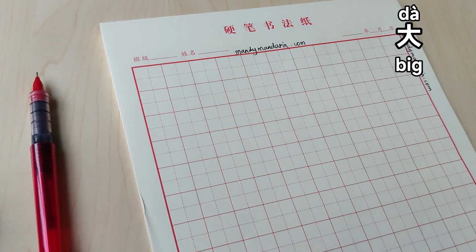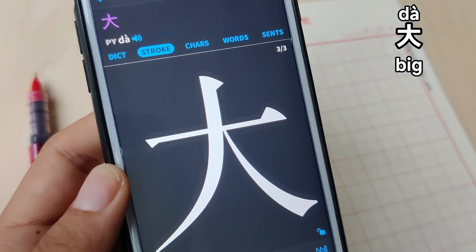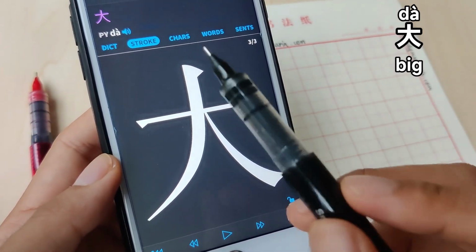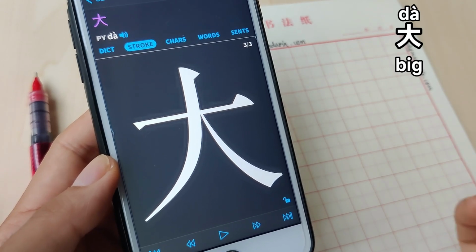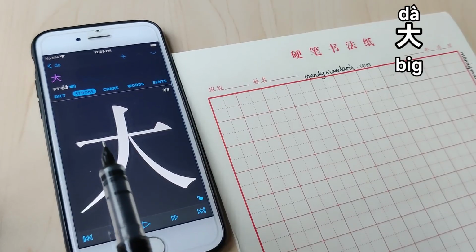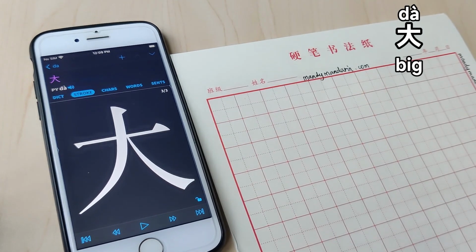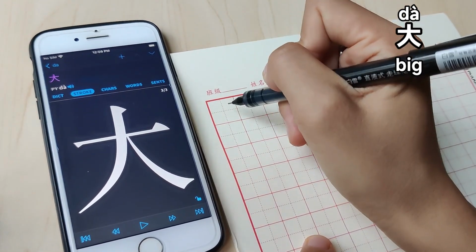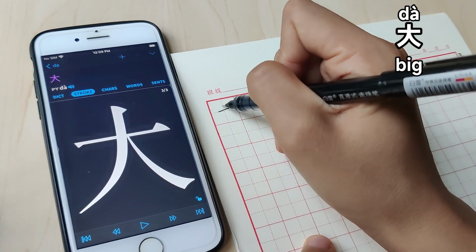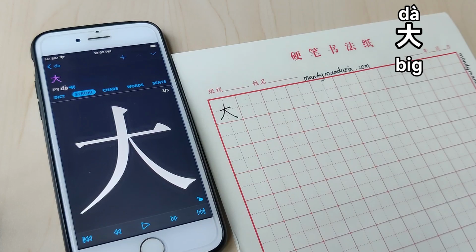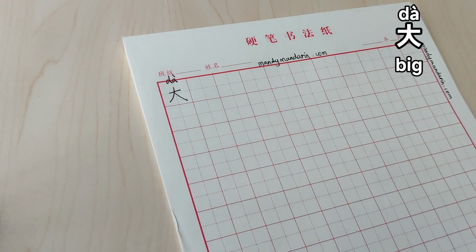The first word, 大, big, okay? So this is a single structure, quite easy. It has all the strokes connected to each other, right? So let's get started. Goes 1, 2, 3. So that's 大.